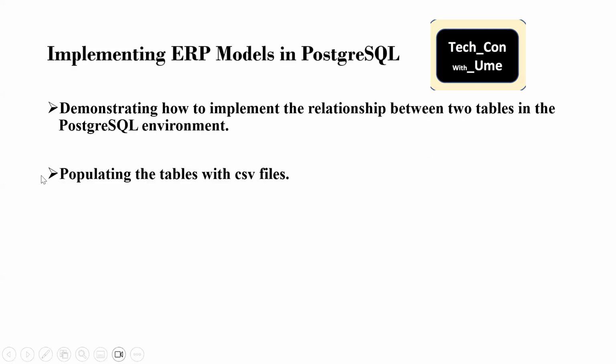Specifically, in this video, we're going to be demonstrating how to implement the relationship between two tables in the PostgreSQL environment. Specifically, we're demonstrating how to implement a one-to-many relationship between two tables. And we're focusing on the one-to-many relationship because this is the most important relationship amongst all of the relationships in relational databases.